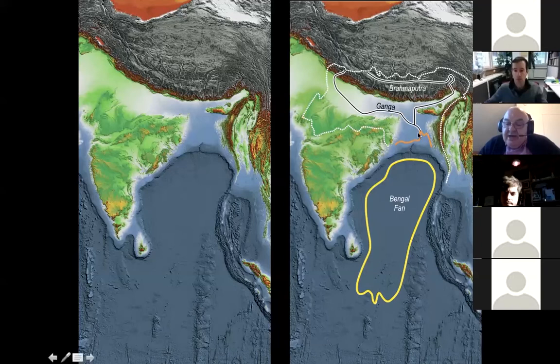Okay, and the question is, here looking at the mountain range that is eroded by rivers, so this is erosional. And the question is, what's going on here along the Ganga system? Is that a depositional system? So what's the nature of the system? Okay.